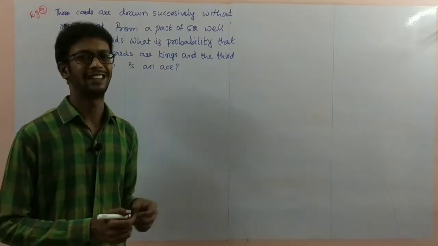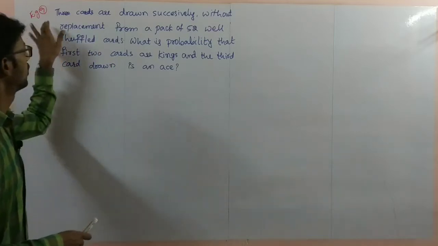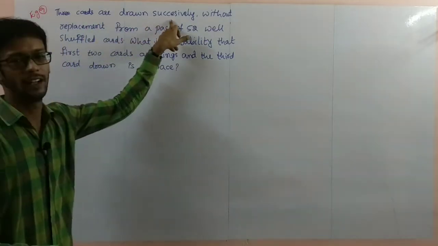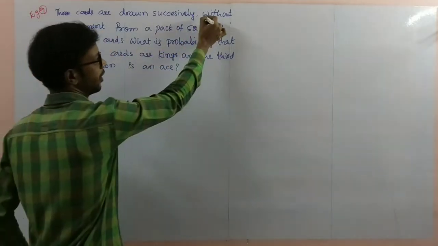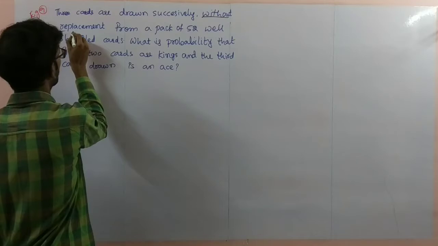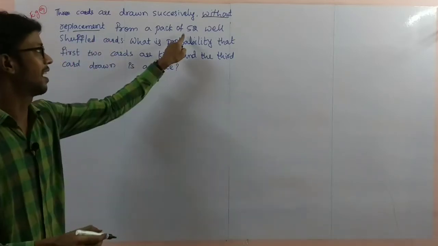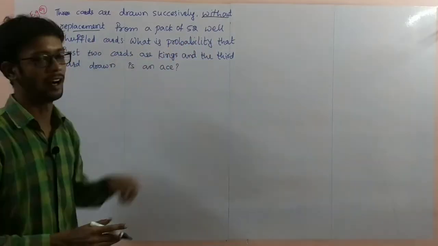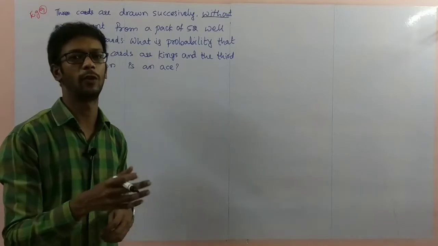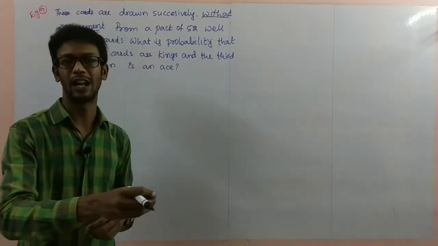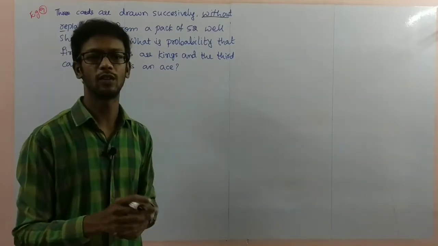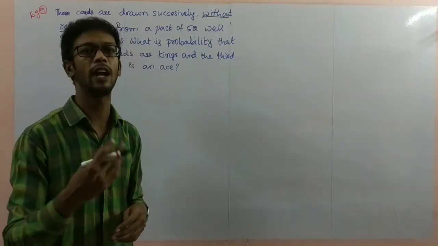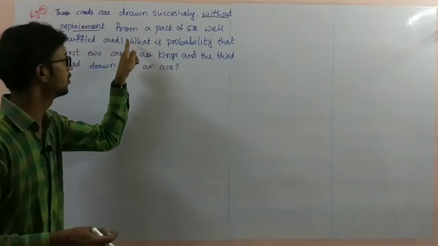Now we see example 9. Three cards are drawn successively without replacement. Here you observe again the same thing, without replacement. From a pack of 52 well shuffled cards, you have to take 3 cards. In the previous problems we discussed only 2 events, but here more than 2 events are there. 3 cards we are taking.